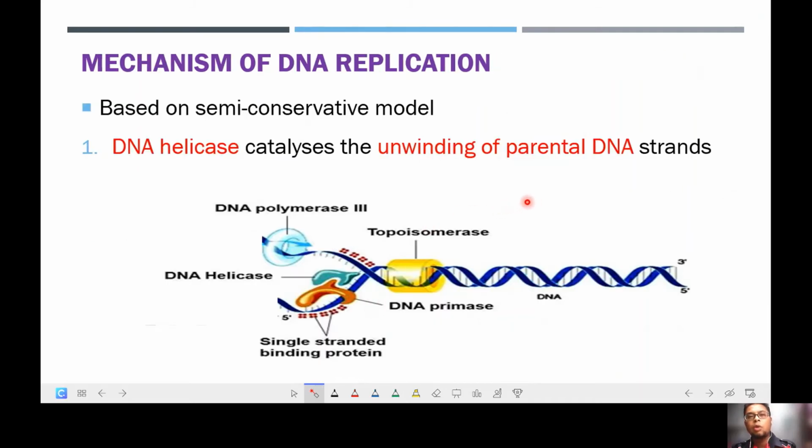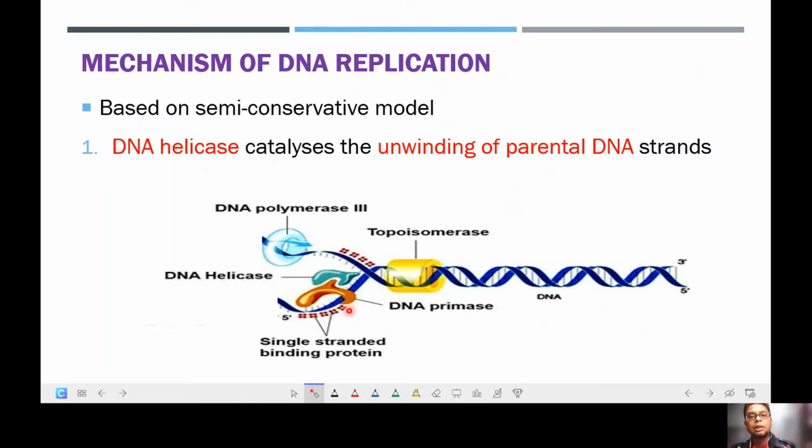And so, when we want to describe the mechanism of DNA replication, we must do this based on the semi-conservative model, in which we have to remember that the parental DNA strands must separate. And so this will require an enzyme named the DNA helicase, in which the DNA helicase will catalyze the unwinding of the parental DNA strands.